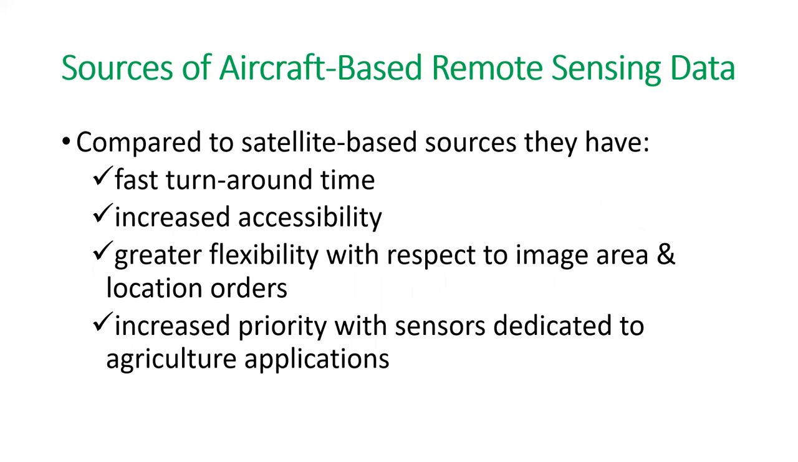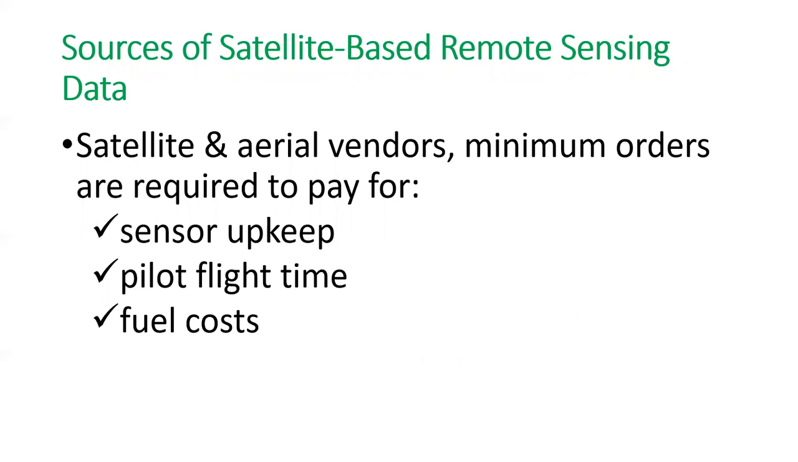So for example, we can have different sources of aircraft-based remote sensing compared to satellite-based sources. They have fast turnaround, because with an aircraft you can fly it anytime you want, and increased accessibility because they are very close to the ground. There is greater flexibility with respect to image area and location orders; you can decide which area is your focus area. And the last one, which is quite important, is increased priority with the sensor dedicated to agriculture application, which is our focus here. With satellite and aerial vendors, minimum orders are required to pay for sensor upkeep, pilot flight time, and fuel cost.